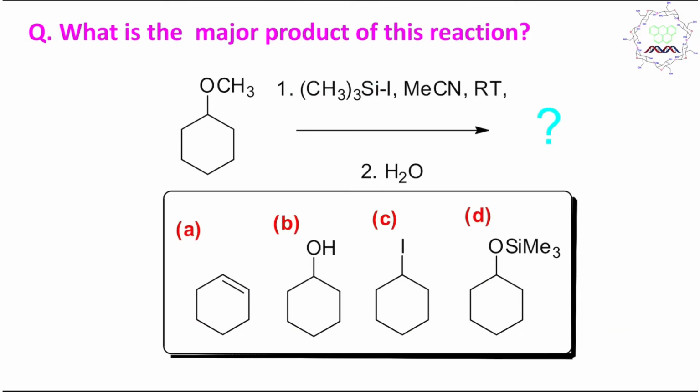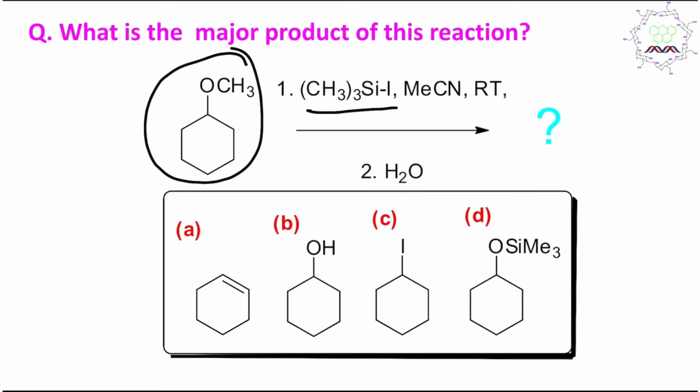So let's come back to the MCQ. What is the major product of this reaction? Now just look at the reagent. This is an ether molecule, cyclohexyl methyl ether. This is trimethyl silyl iodide.